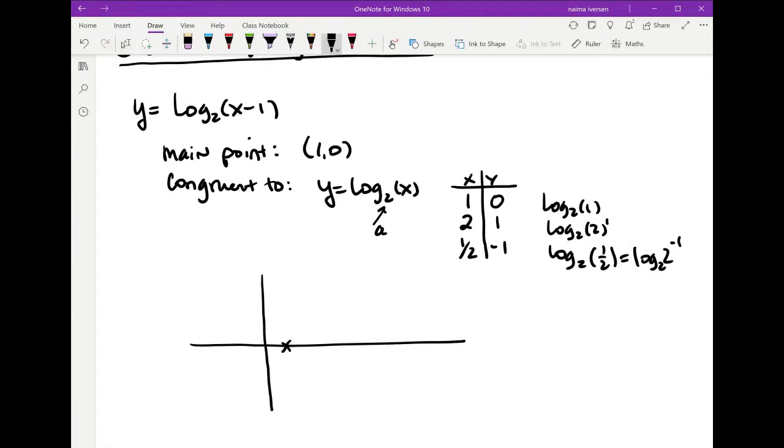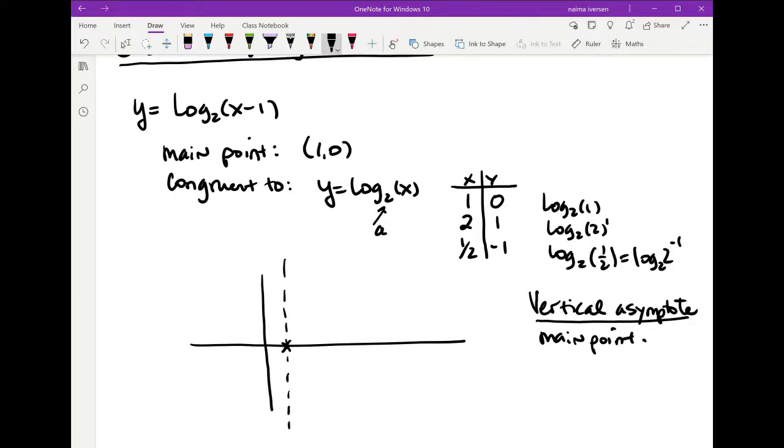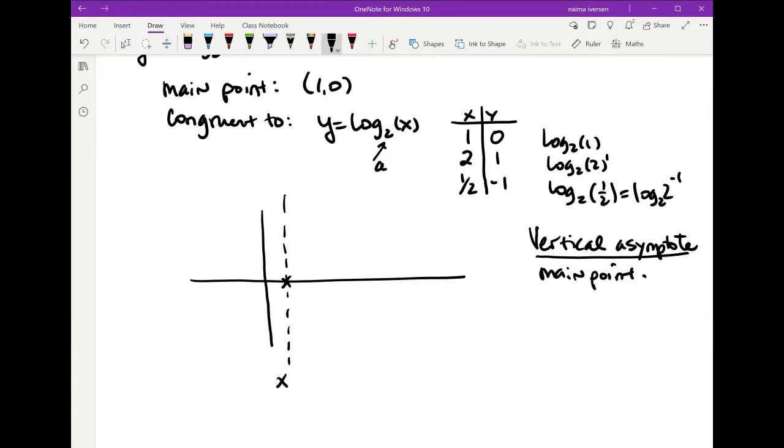Right away through the main point, remember that there is going to be a vertical asymptote line. You can plug the points in first if you want, but the vertical asymptote line always goes through the main point, just like in the exponential function, where the horizontal asymptote line did. Remember that the asymptote line is like a brick wall, so we've got ourselves x equals 1.